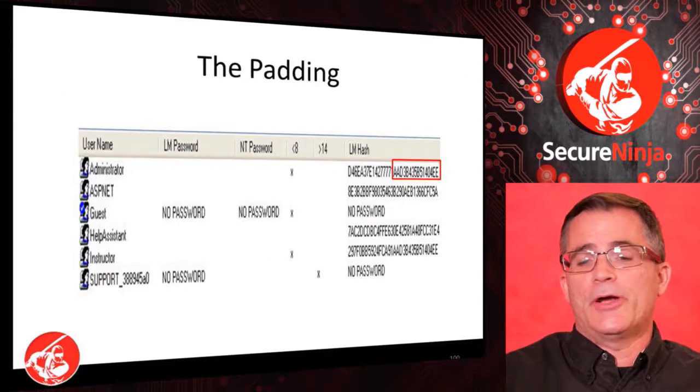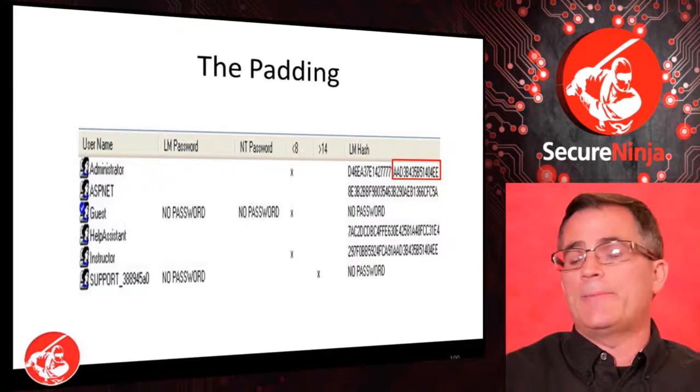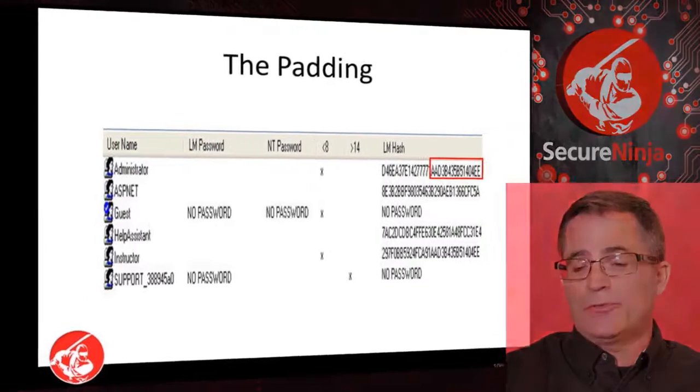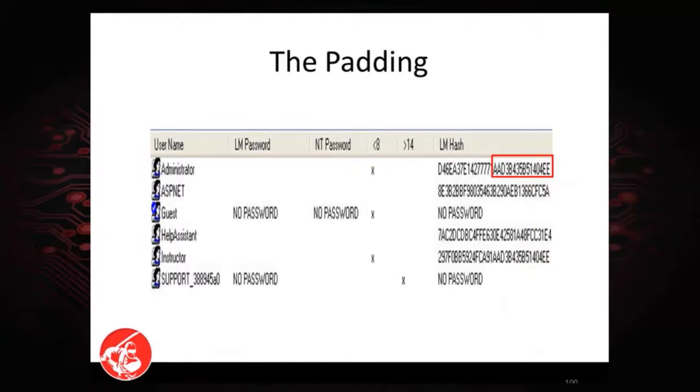And there's a diagram to show you the padding in a password cracking tool. As you look at the red box, you see it starts with double A, ends with double E. And the administrator password, according to the tool reflected in the picture, a tool called LCP from Russia, says less than 8. That means the password is less than 8 characters. Therefore, the padding there in the red box starts with double A and ends with double E.